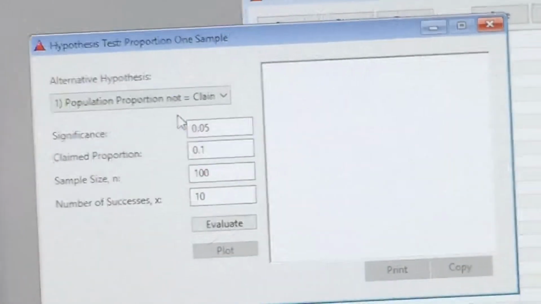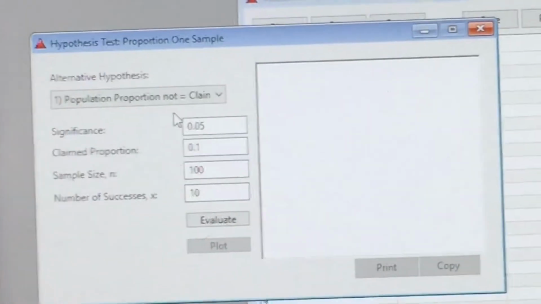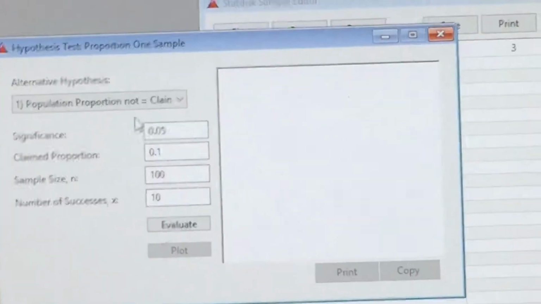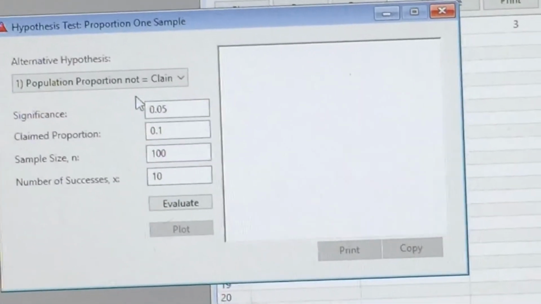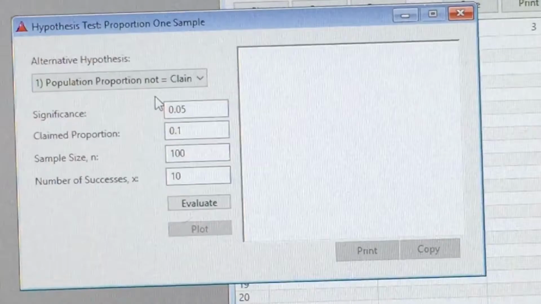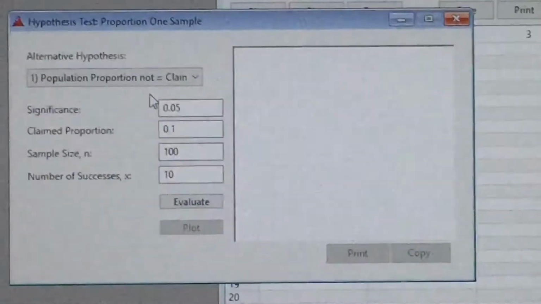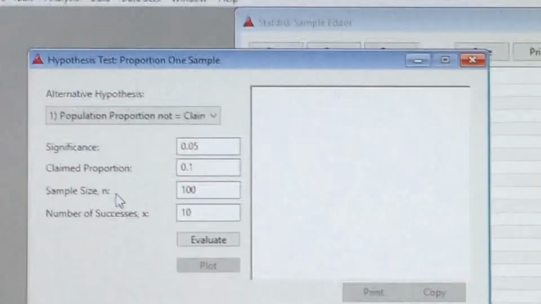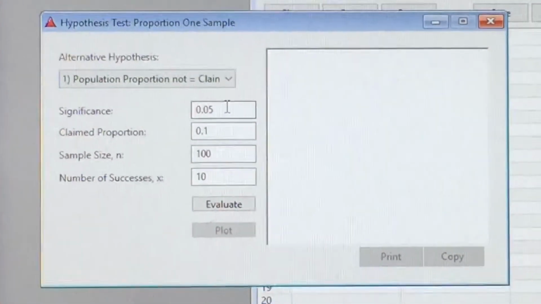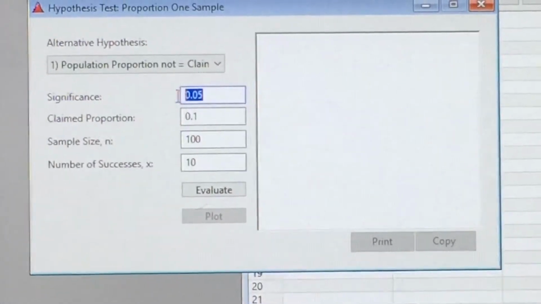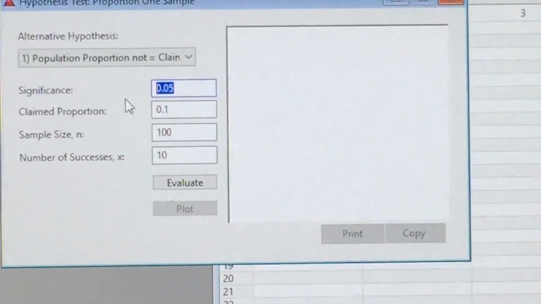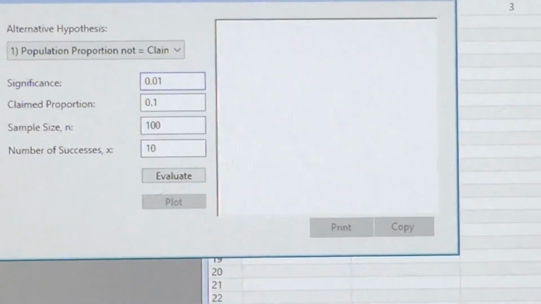You have to pick the appropriate alternative hypothesis that is related to your claim. So you might have to identify the original claim and then identify the opposite of the original claim and then pick which one of those would be the alternative hypothesis. And in this case, it's going to be not equal to for this sample problem number 1. Now we've got significance level to enter. Now here your significance is 0.01 as indicated in the problem. So I'm going to type in 0.01.